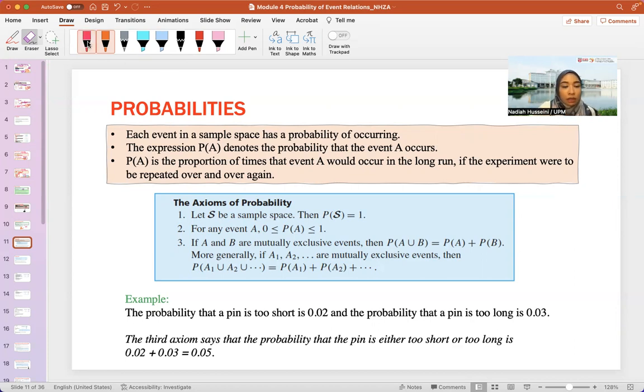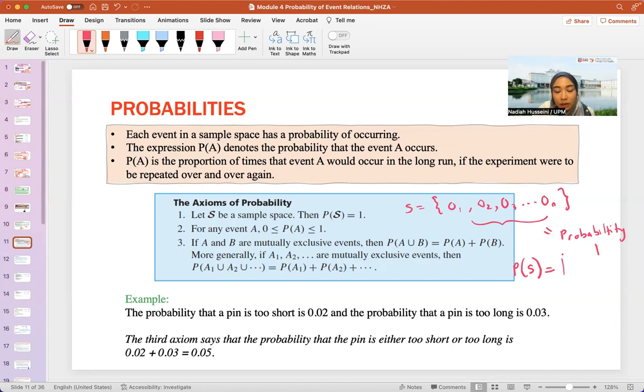Again, your outcome probability: you have your sample space, with outcome number 1, outcome number 2, outcome number 3, etc., outcome N. All of this has a total probability of 1. The combination of this will be equal to a probability of 1 because they have to add up to 100%, right? So the probability of the sample space to occur is always 1 because it's the entire outcome.